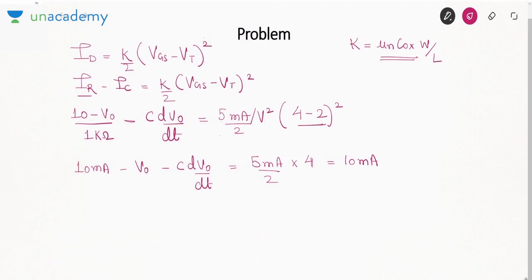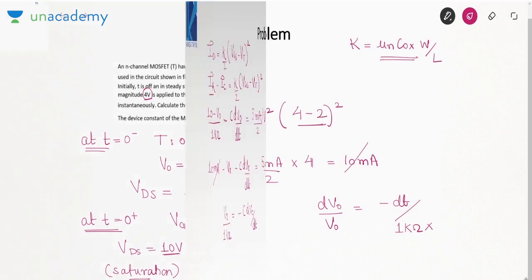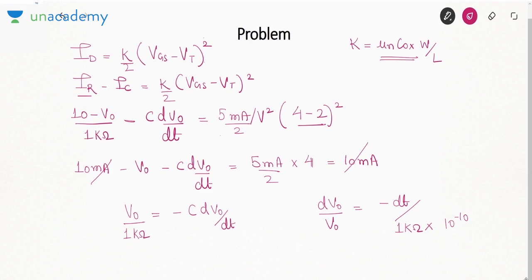Now, we can cancel this 10 milliampere with this. If you take the minus sign common, V0 by 1 kilo ohm equal to minus C dV0 by dt. That means if I take it like this, dV0 by V0 is minus dt by (1 kilo ohm into C). C is how much? If you see, C is 100 picofarad, that means 10 to the power minus 10.